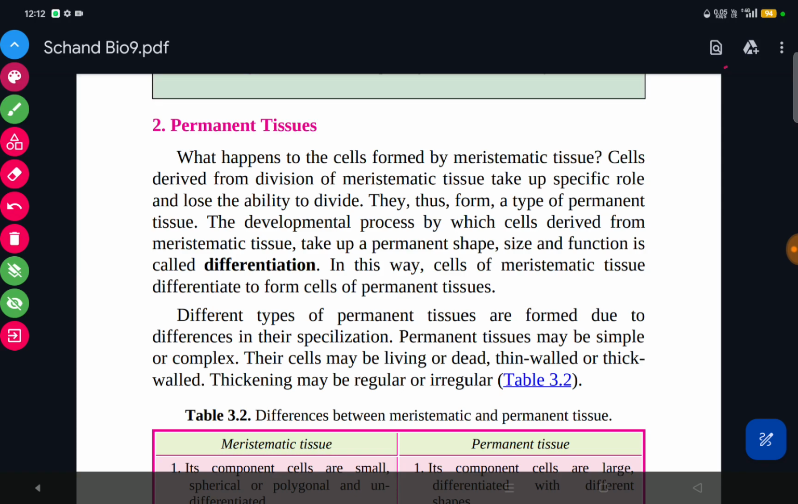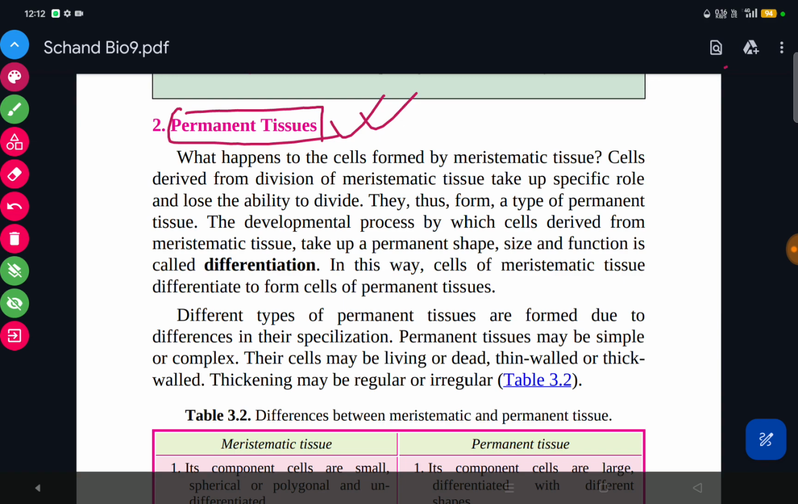In my previous video, I have already discussed the meristematic tissue: what is meristematic tissue, its function, and where meristematic tissues are located. Today, the topic is the permanent tissue. We all know that plant tissue is broadly classified into two types: one is the meristematic tissue, another is the permanent tissue. So today I am going to discuss the permanent tissue.